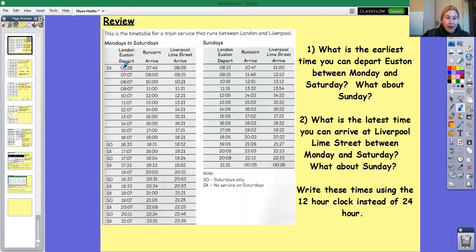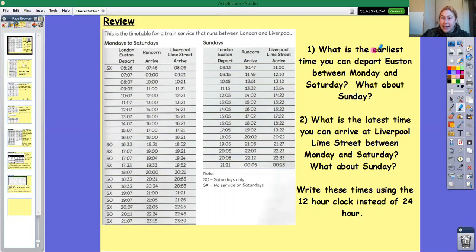So if you can imagine, this is where the train starts in Euston, and then this is the time that it arrives at the next station, and then it will let the people off the train, but it will carry on to Liverpool Lime Street, and this is where the journey ends. And you can see that we've got lots of different train times, but some of them don't run on a Saturday. So that means they would run on the other days during that week. And some of them don't run on the days of the week. They just run on a Saturday. So we're going to have to think about that as we answer our questions.